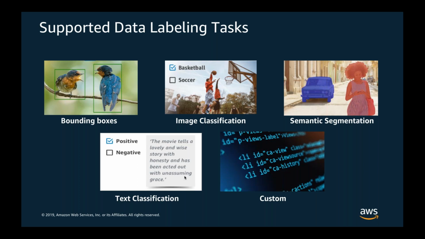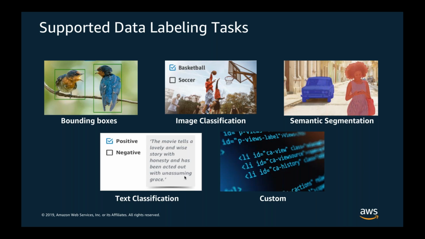In addition to custom tasks, we support object detection with bounding boxes. We support semantic segmentation. We support image classification. For text, we support text classification. To describe each of these: in the bounding boxes piece, essentially you identify spatially where the objects of interest are in a particular image. Image classification can be binary or multi-class classification. So in this picture, for example, you see two options, basketball or soccer. It could be a number of choices provided, if this is a basketball game or a soccer game or a football game, etc.